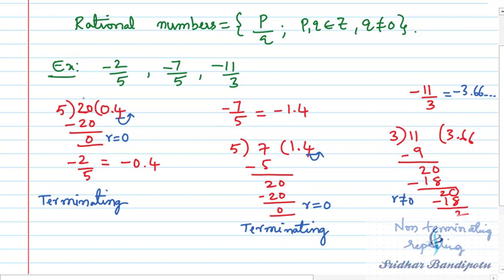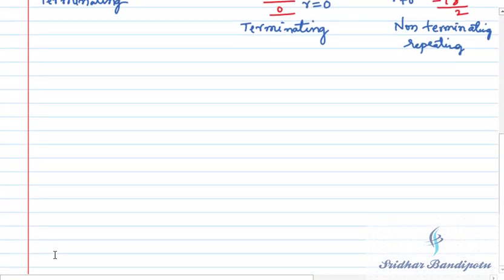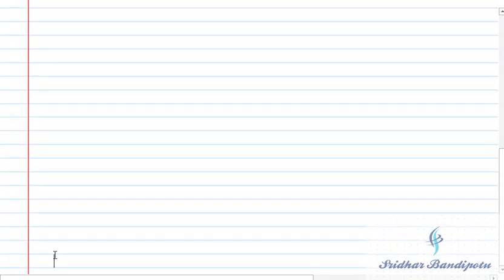See, all are in the form of p by q: minus 2 by 5, minus 7 by 5, minus 11 by 3. These are all rational numbers only, but when you perform division, you are able to see whether it is a terminating decimal or a non-terminating repeating decimal. So, there are two types of decimal expansion of rational numbers. One is terminating decimal, the other is non-terminating repeating decimal. If I perform division, then only we will understand, right?